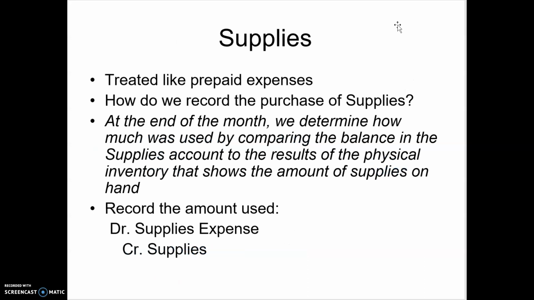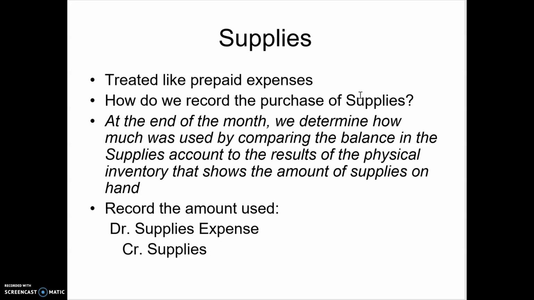Next, supplies. Supplies is treated like a prepaid expense. When we purchase supplies, we record an asset account. We debit the supplies, the asset account, and we credit cash or accounts payable. As we use the supplies, they become a supplies expense.